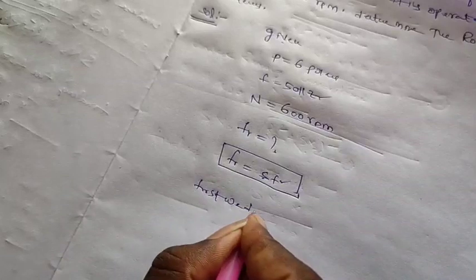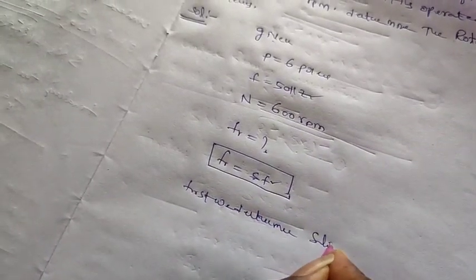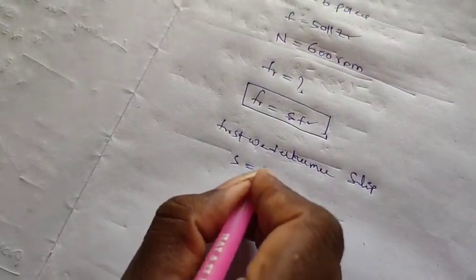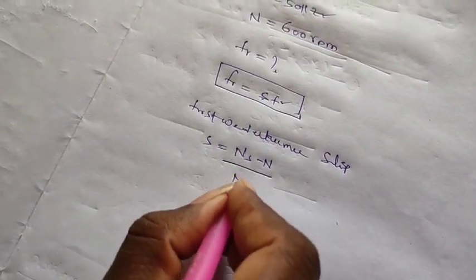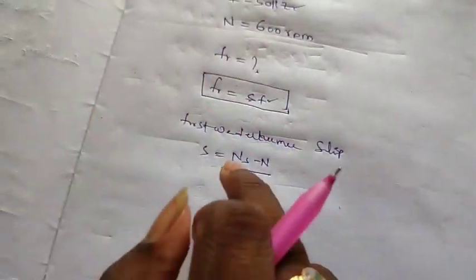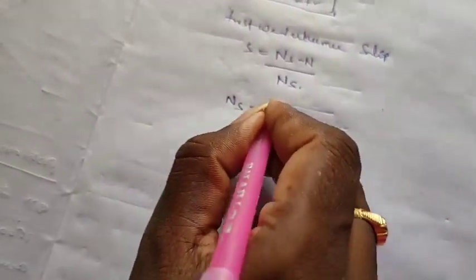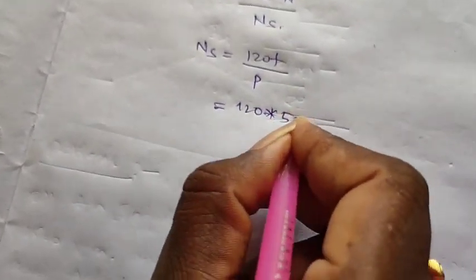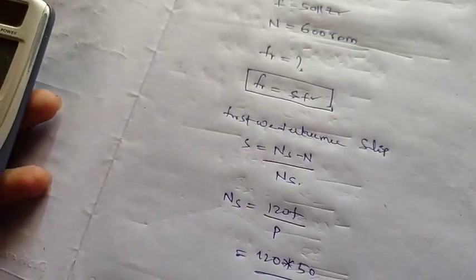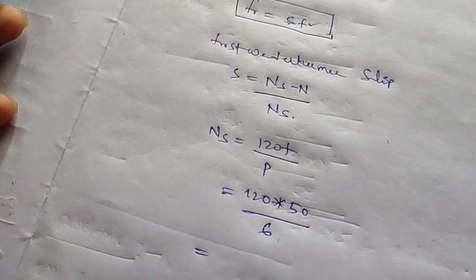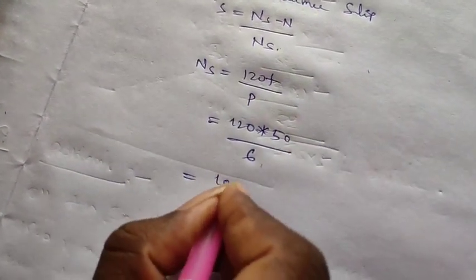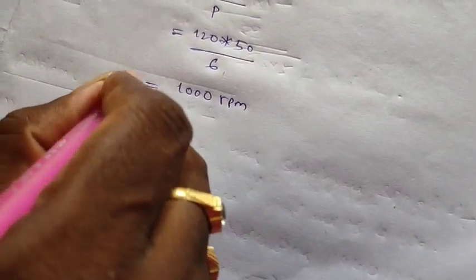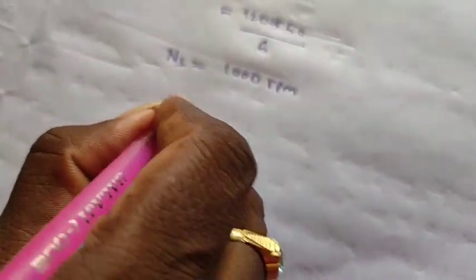First we determine slip. The formula for slip equal to ns minus n divided by ns. So here the n value is given 600, but we don't know ns. The formula for ns equal to 120f by p. That is 120 into frequency 50 Hz, number of poles is 6 poles. That is 120 into 50 divided by 6 pole, that is 1000 rpm. Synchronous speed equal to 1000 rpm.